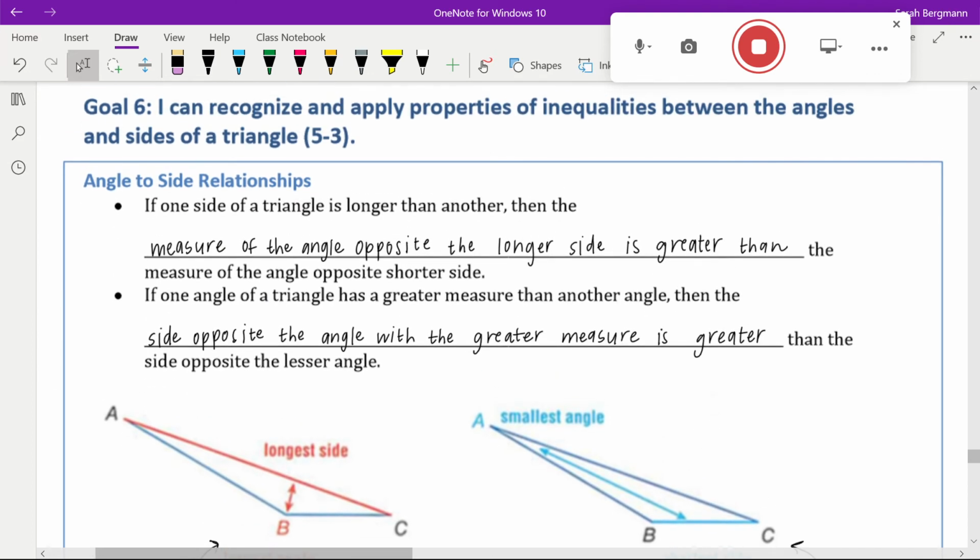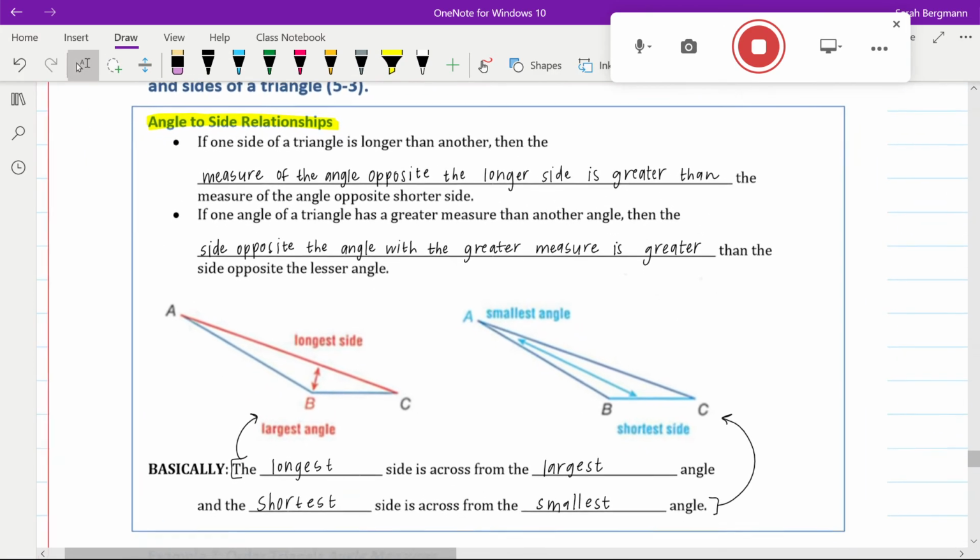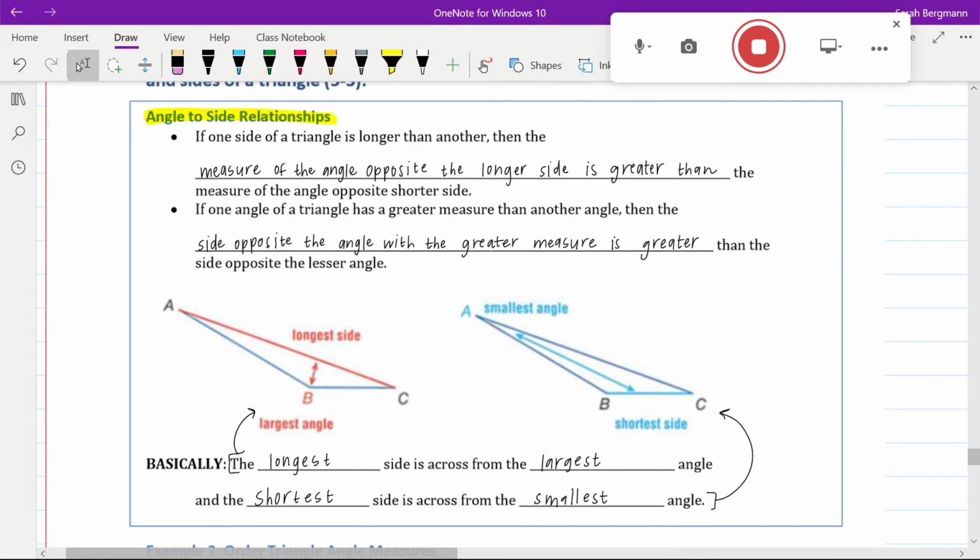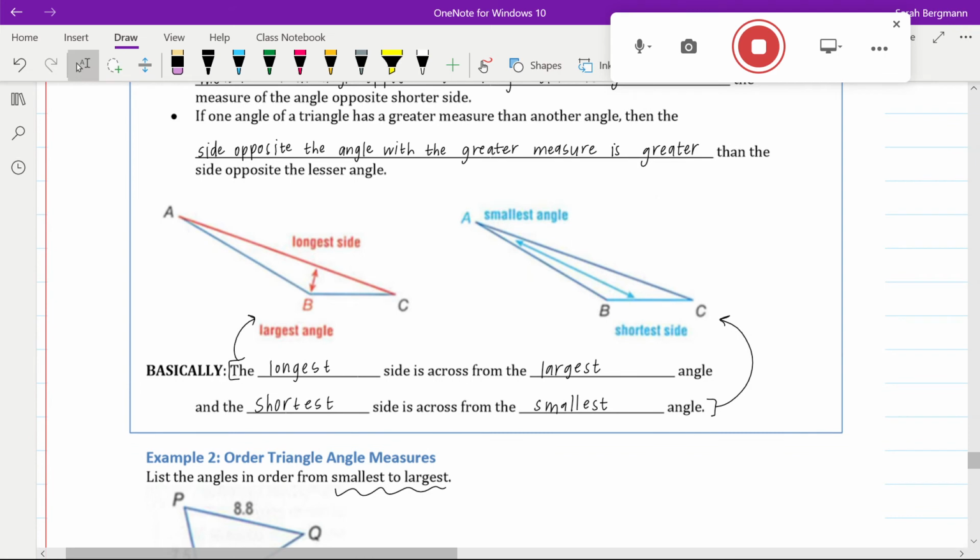Now let's talk about inequalities between angles and sides of a triangle. Angles and sides are related because if one side of a triangle is longer than another, it means that the measure of the angle opposite that longer side is greater than the measure of the angle opposite that shorter side. And it works the other way around too. If one angle of a triangle has a measure greater than another angle, then the side opposite the angle with the greater measure is greater than the side opposite the lesser angle. Basically what this is all saying is that the longest side is across from the largest angle and the shortest side is across from the smallest angle, as shown in these pictures.